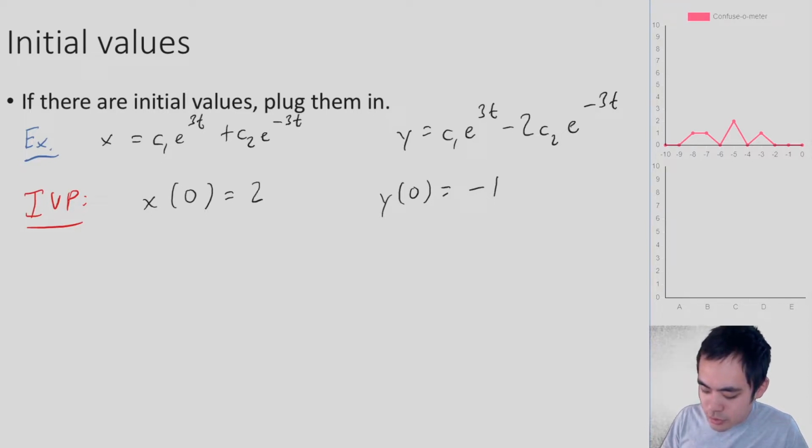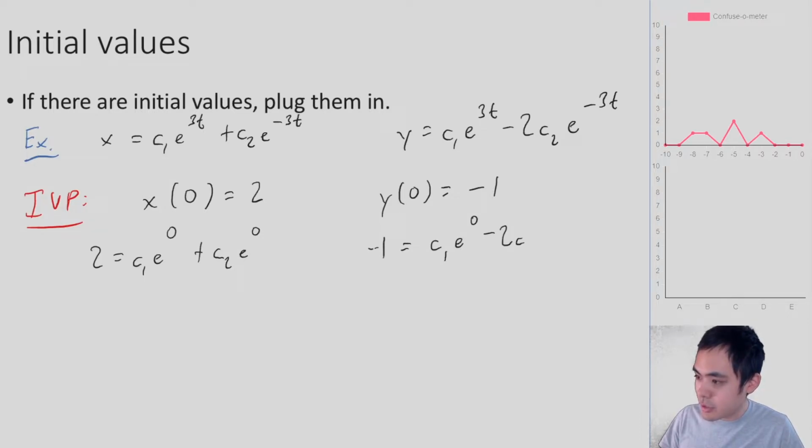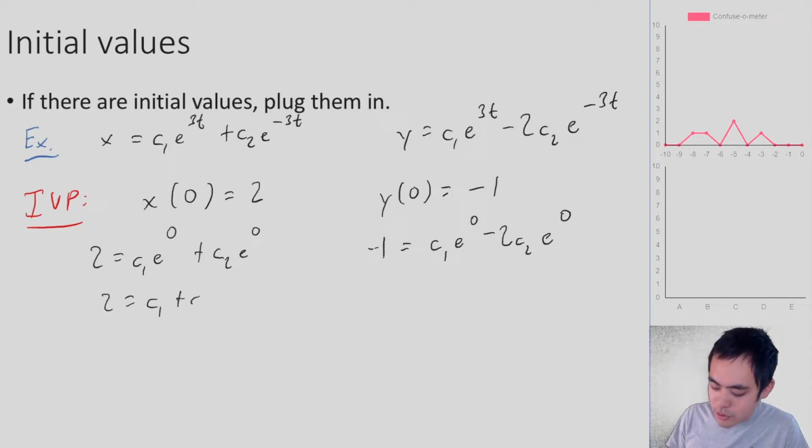If you plug in 0, then x of 0 is equal to 2. So 2 is equal to c1 e to the 0 plus c2 e to the minus 3 times 0, so both of these are e to the 0 here. And here we have minus 1 is equal to c1 e to the 0 minus 2c2 e to the 0. But of course, e to the 0 is just 1. So 2 is equal to c1 plus c2, and minus 1 is equal to c1 minus 2c2.